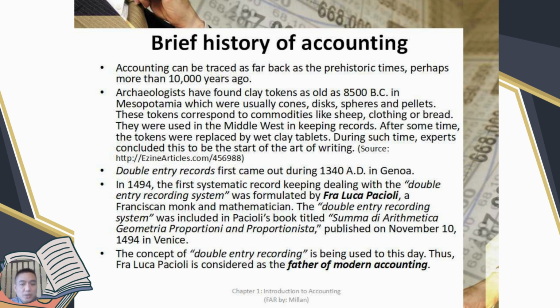Double entry records first came out in 1340 AD in Genoa, and in 1494 the first system of record keeping dealing with the double entry recording system was formulated by Fra Luca Pacioli, a Franciscan monk and mathematician. The double entry recording system was included in Pacioli's book titled Summa de Arithmetica, Geometria, Proportioni et Proportionalita, published on November 10, 1494 in Venice. The concept of double entry recording is being used to this day. Thus, Fra Luca Pacioli is considered the father of modern accounting.